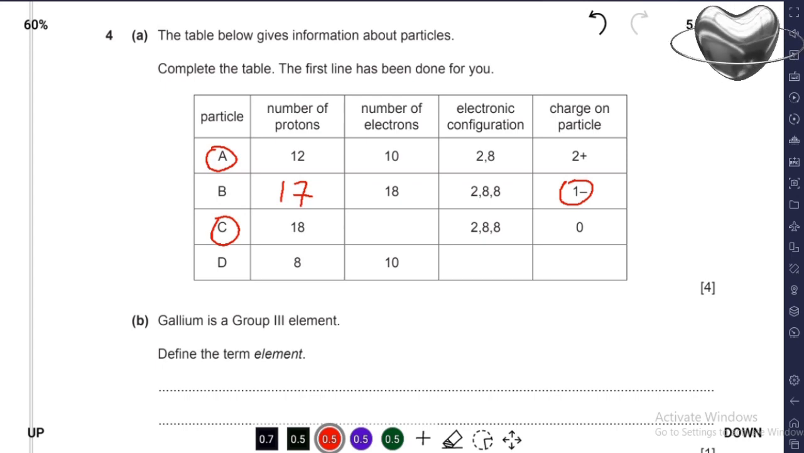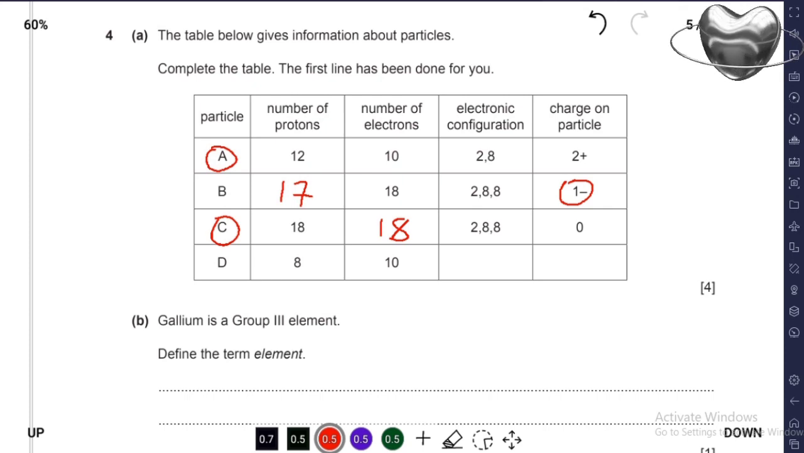We go to C. C, we are having electrons not given. The charge is given. The electron configuration is also given. Now, since the charge is 0, it means this particle C is neutral. Meaning, since we have 18 protons, even the number of electrons will be 18. Because we understand the number of protons are equal to the number of electrons in the neutral atom.